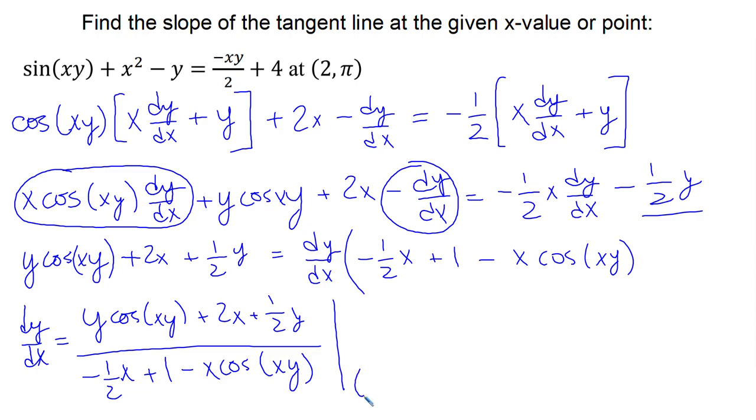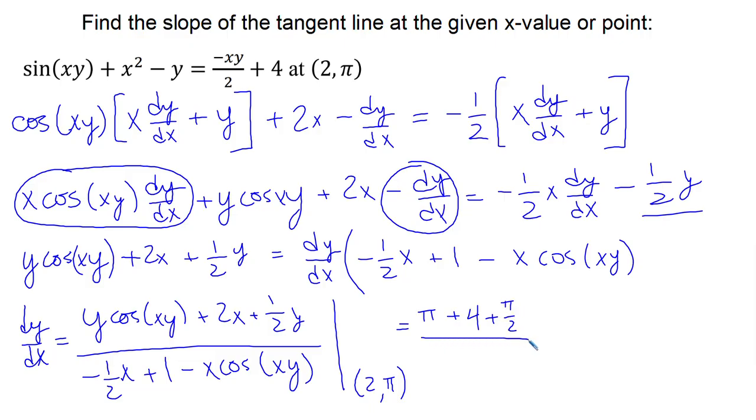And if we evaluate that at the point (2, pi), well, that's going to give us y. So that's going to give us a pi here at the beginning. And then it's going to give us the cosine of 2 pi. Well, the cosine of 2 pi, we should know, is the same as the cosine of 0. So that's just 1. Right? So we just have the pi there. And then we're going to have pi plus our 2x, right? So 2x is just going to be 4. So we're going to have pi plus 4. And then we're going to have plus 1/2 of y, which would be plus pi over 2.